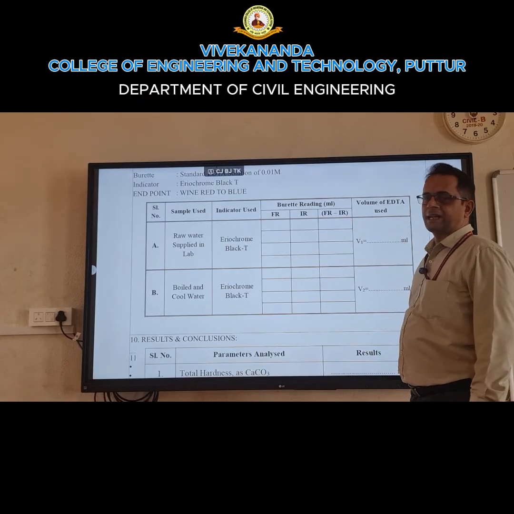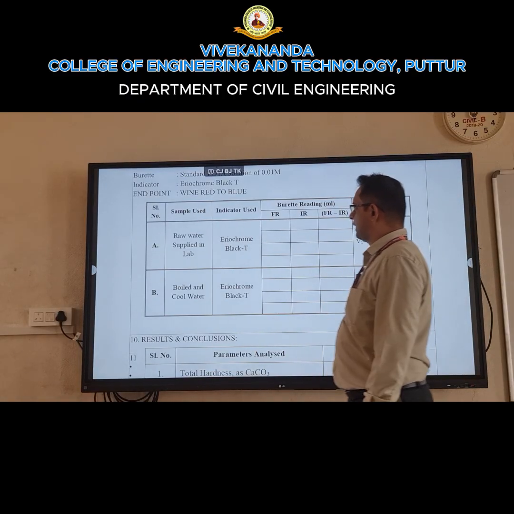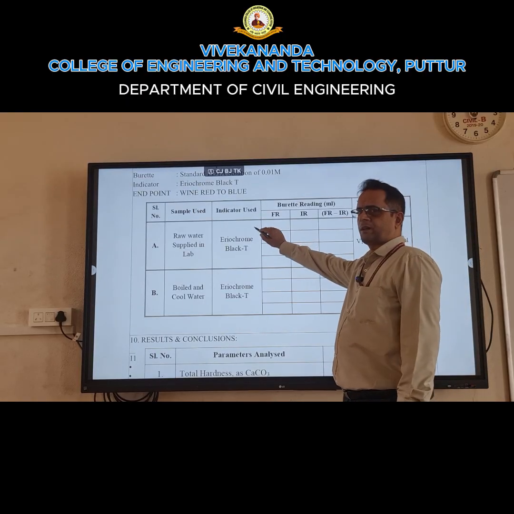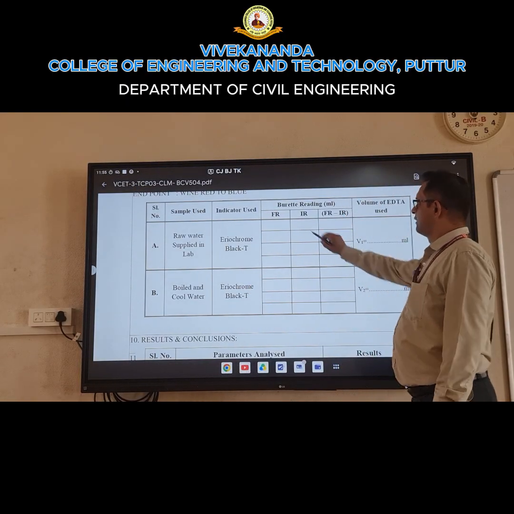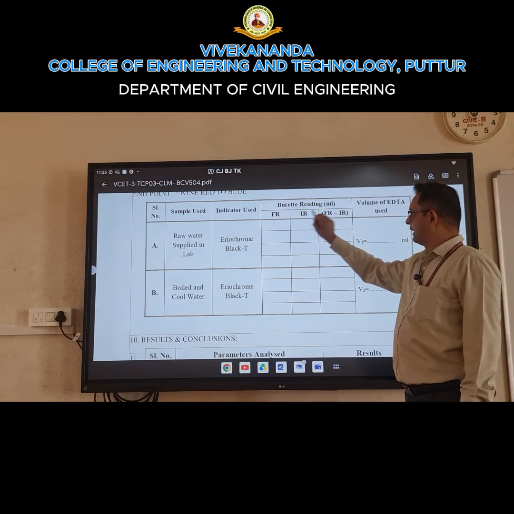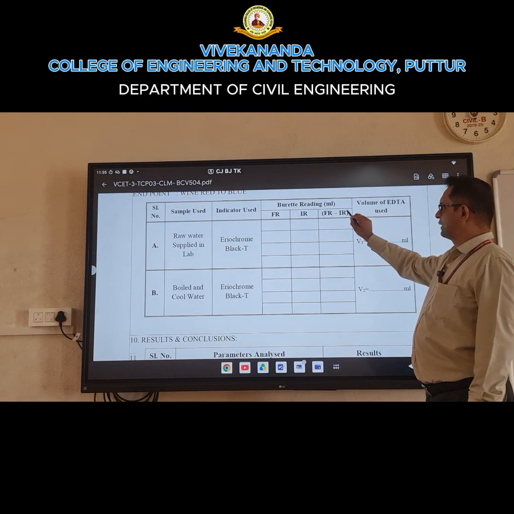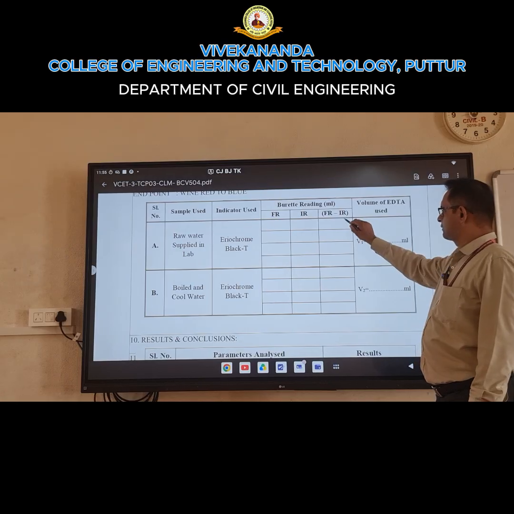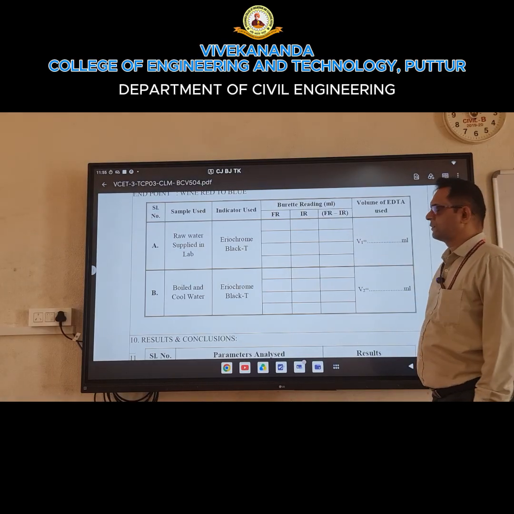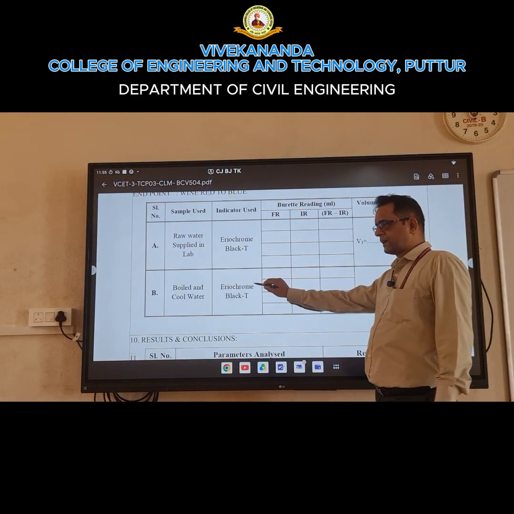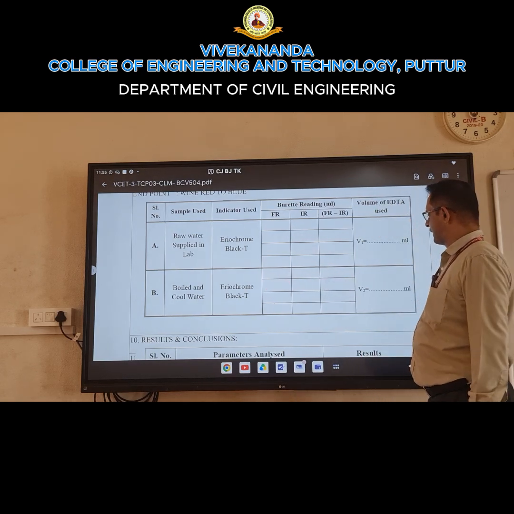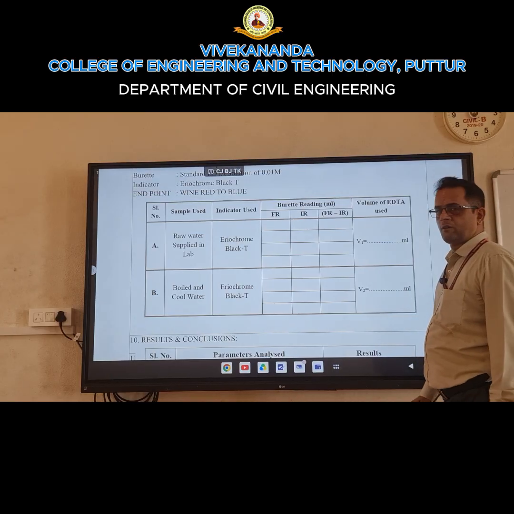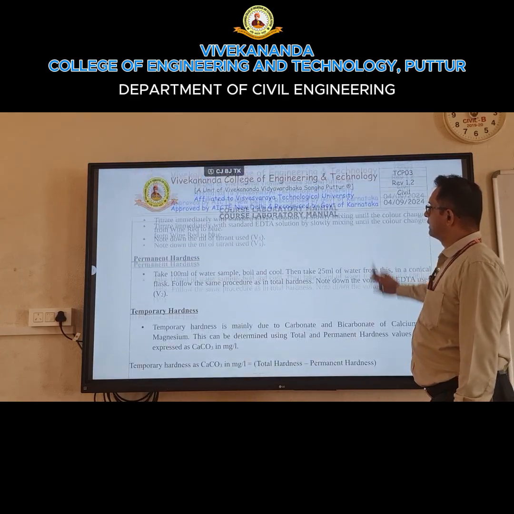Now we will see the calculation part. First the tabular column. So this is for the total hardness and permanent hardness. Final reading, initial reading, final reading minus initial reading. I will take 3 or 4 trials. V1 for the boiled and cooled water, that is for the permanent hardness. Initial reading and final reading is taken. The average of that is V2. Next, what is the calculation part?